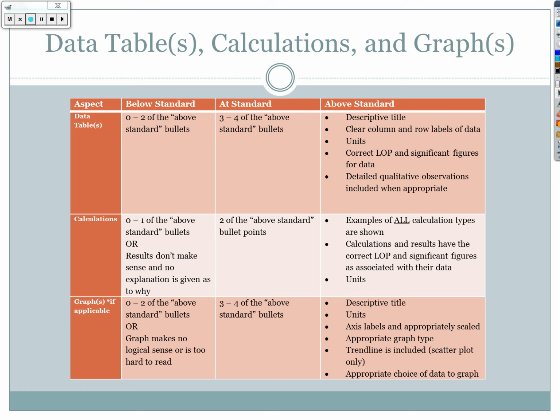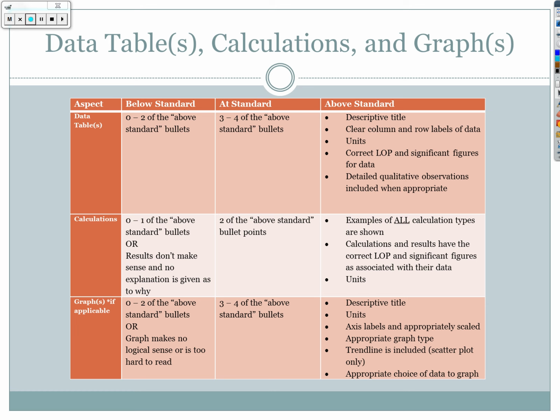So for the calculation section, being at standard says that examples of all calculation types are shown. And when I say all calculation types, I don't mean do the calculations for every trial. Like I said, you don't have to do it for every trial as long as you do a full set for one trial. So all types of calculations being shown means that one full trial of calculations were shown. Calculations and results have the correct limit of precision and significant figures as associated with the data, and there are units included. To be at standard, you reach only 2 of the above standard bullets, and to be below standard, you only reach 0 or 1 of the above standard bullets, or the results don't make sense and no explanation is given as to why.